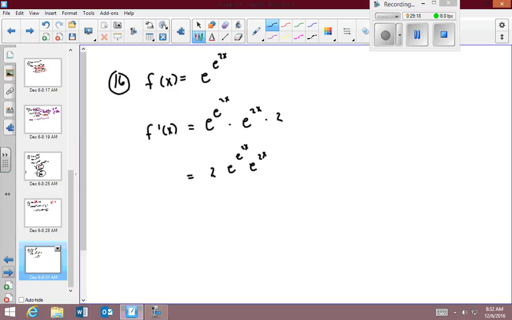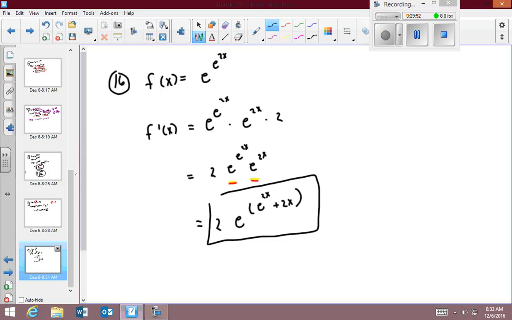Now, what you can look at is, these bases are the same. So then you can write this as 2e to the 2x plus e to the 2x, because when the bases are the same, you add the exponents. So this is what you'll see in the book.